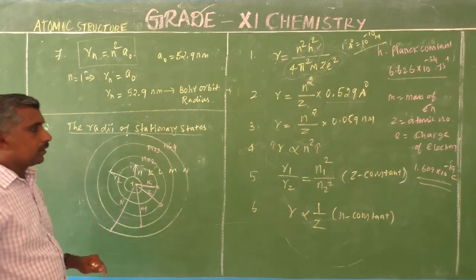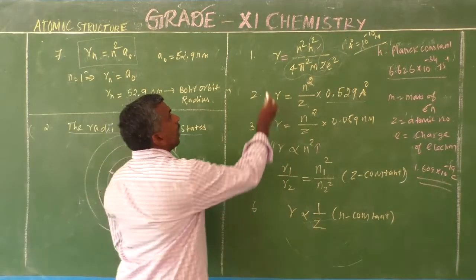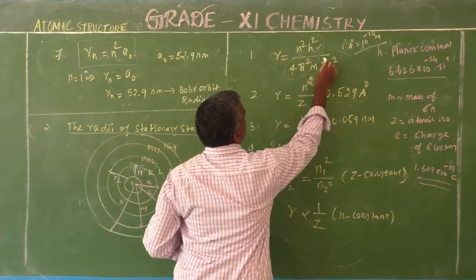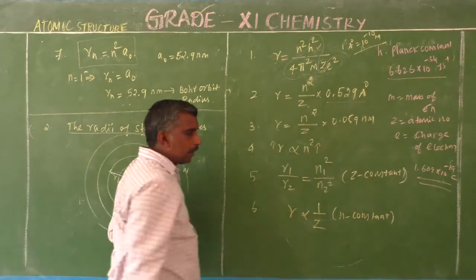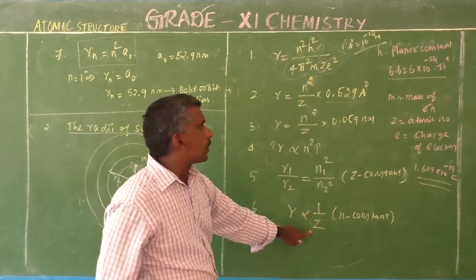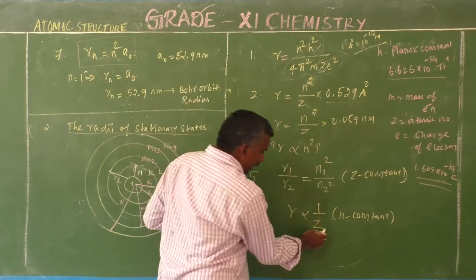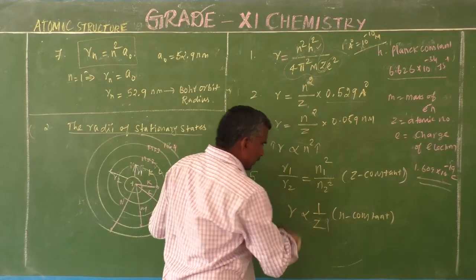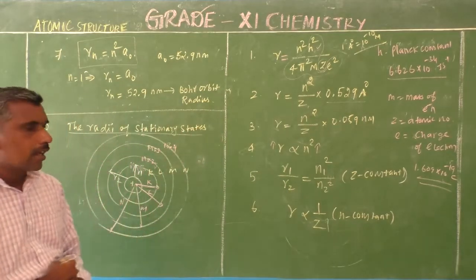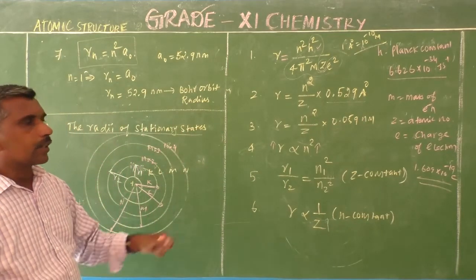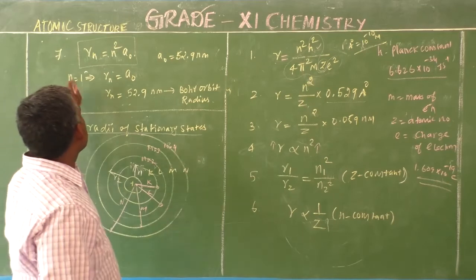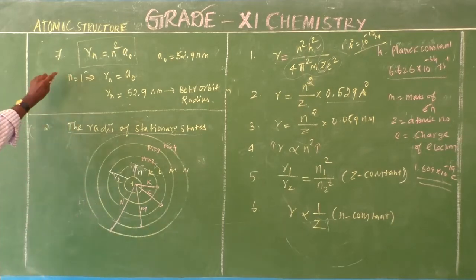Now the sixth formula: R is inversely proportional to the atomic number. So as the atomic number increases, the R value decreases. Now this is an NCERT book formula.